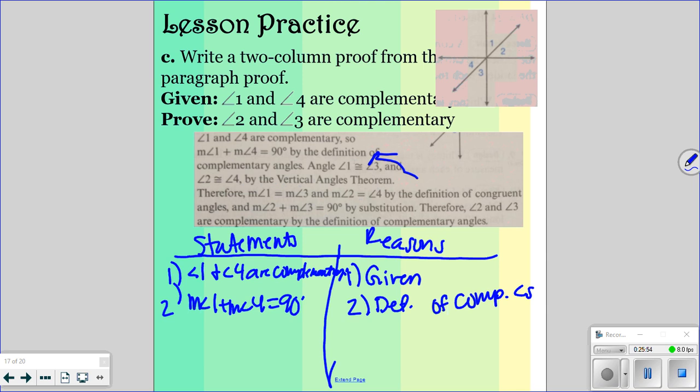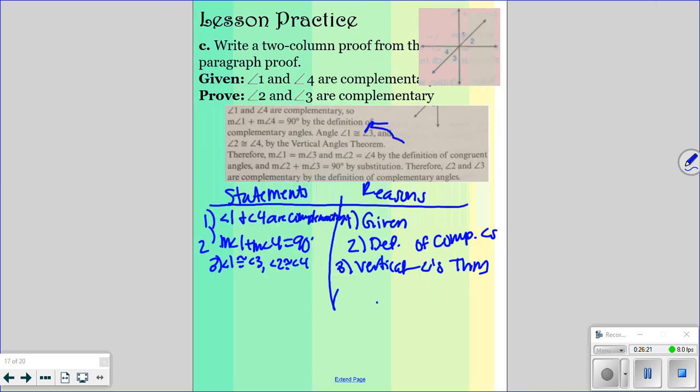And then it says angles 1 and 3 and 2 and 4 are congruent. So angles 1 and 3 are congruent. Angles 2 and 4 are congruent. And the reason is the vertical angles theorem. From there, they tell us that means that angle 1 equals angle 3 and angle 2 equals angle 4. And that would follow from definition of congruent angles.